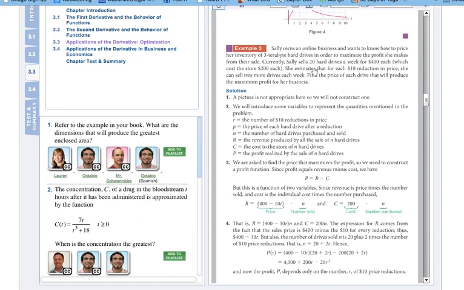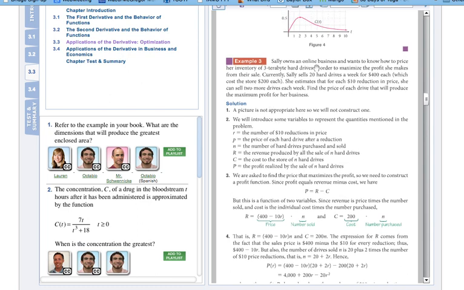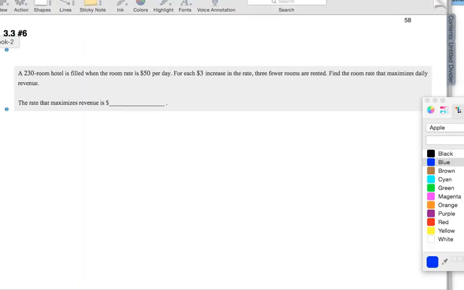So what we're going to do is let R be the number of reductions in price. So in the example problem, Sally sells 20 hard drives a week at $400 each, and for each $10 reduction in price, she estimates that she can sell 2 more drives per week. Of course, that's an estimation, but we're going to go with it. So we're going to let R be the number of reductions in price. In this problem, that's what they did. So in our problem, it's actually the opposite. For each $3 increase in rate, 3 fewer rooms are rented.